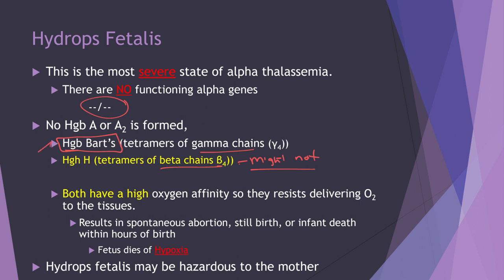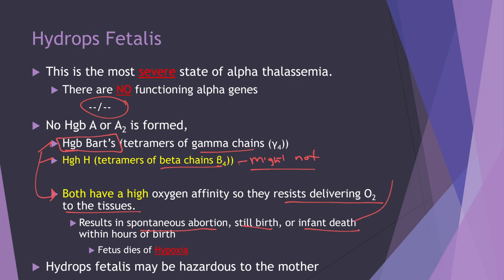So both of these, hemoglobin Barts and hemoglobin H, have a high oxygen affinity, which means that they do not want to give oxygen up to the tissues. Okay, so they resist delivering oxygen to the tissues. So because of that, and this is awful to think about, but the baby basically suffocates prior to or shortly after birth because oxygen is not being delivered to any of the tissues. Okay, so it could be a spontaneous abortion, stillbirth, infant death within hours.